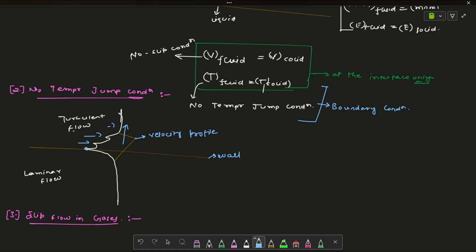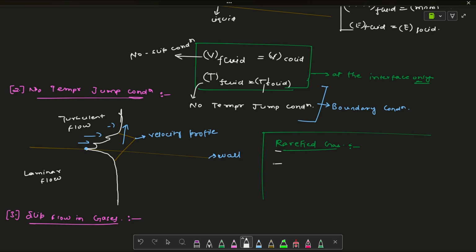Now we have studied all these things excluding rarefied gases, very thin gases, right? Now we will study rarefied gases only. Rarefied means the gases are very thin, the density is very low. For these cases we do not expect the fluid to reach equilibrium. That means the velocity of the fluid and the velocity of the solid may not be equal at the interface in the case of rarefied gases.